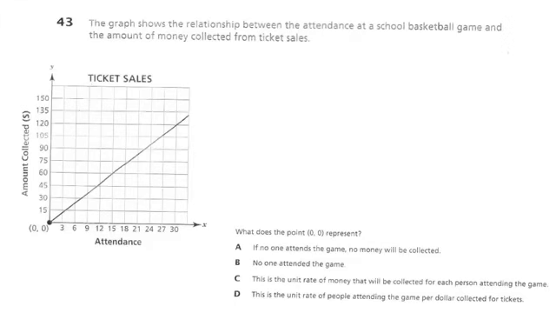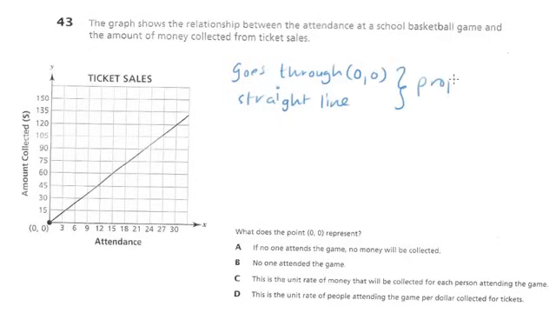Okay, 43. In 43, we're told that the graph shows the relationship between the attendance at a school basketball game and the amount of money collected from ticket sales. A few things that I'm noticing, before I even read the question below: it goes through 0, 0, which is the origin, and also it's a straight line, which means these two things together tell us it's a proportional relationship, and so I know that y equals kx.